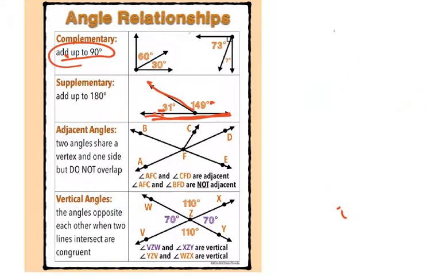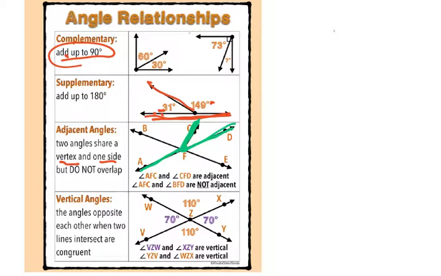The next type of angle I'm going to talk about real quick is adjacent angles. These are two angles that share a vertex. They share a vertex and one side, but they don't overlap. So I'm going to outline in green angle AFC, and CFD. Those angles share a vertex and they share this side, so they are adjacent.